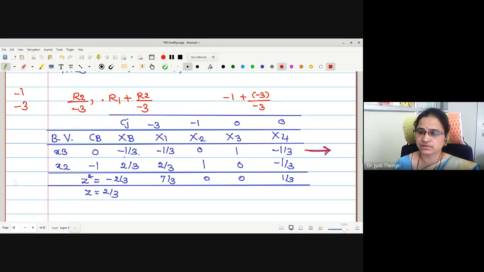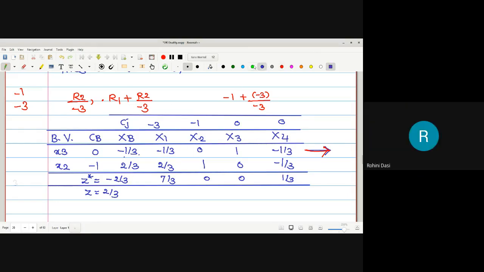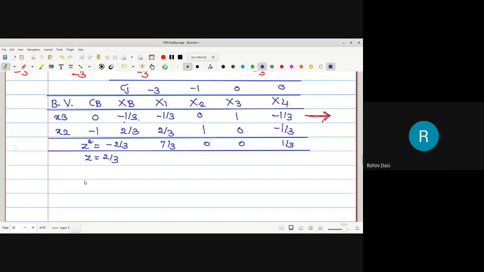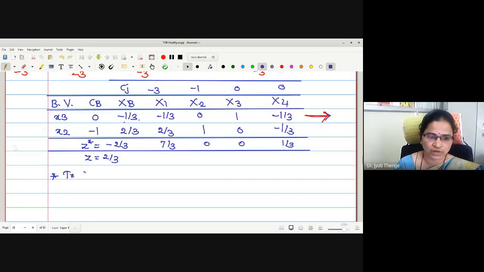Because variable है ना, अच्छी value negative. Yes, ma'am. तो बाहर जाए. Okay. Should I write it? Yes, ma'am. Yes, ma'am. Find outgoing vector.